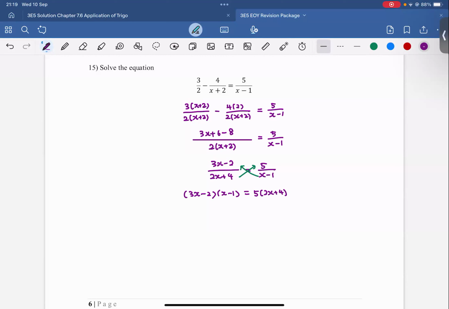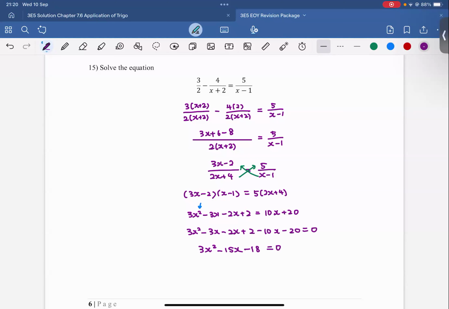Okay, now what do we do? We need to expand. So 3x squared minus 3x minus 2x plus 2 equals to 10x plus 20. Okay, whenever you see an equation with square, what do you do? You make one side 0. Okay, so you bring everything to one side, make the other side 0, minus 10x minus 20. What do we do now? We combine the terms together. Minus 15x minus 18 equals to 0.